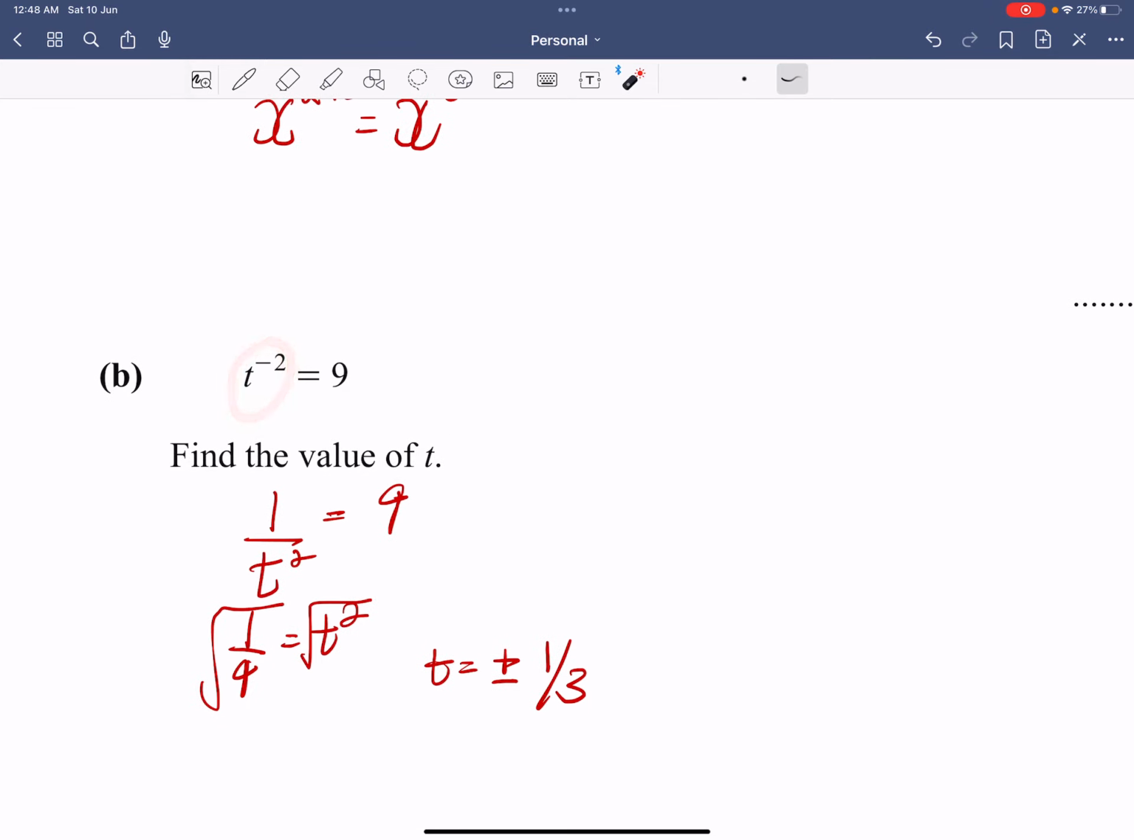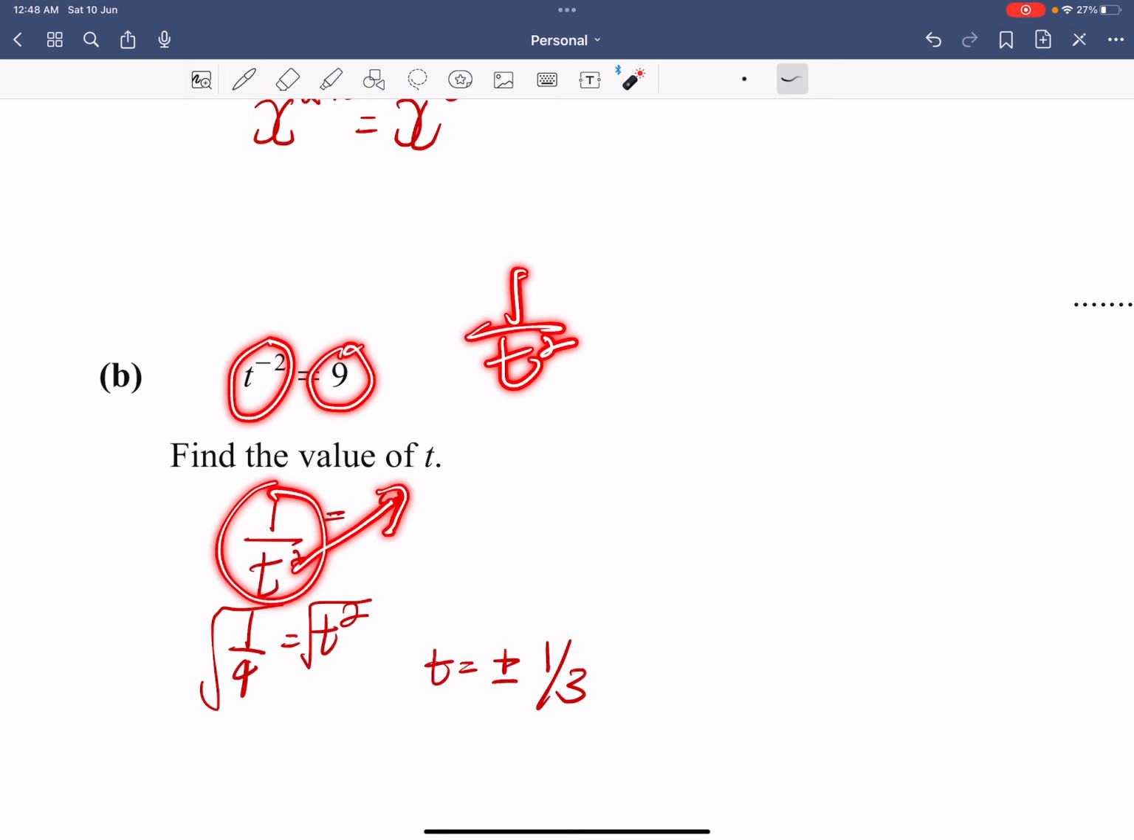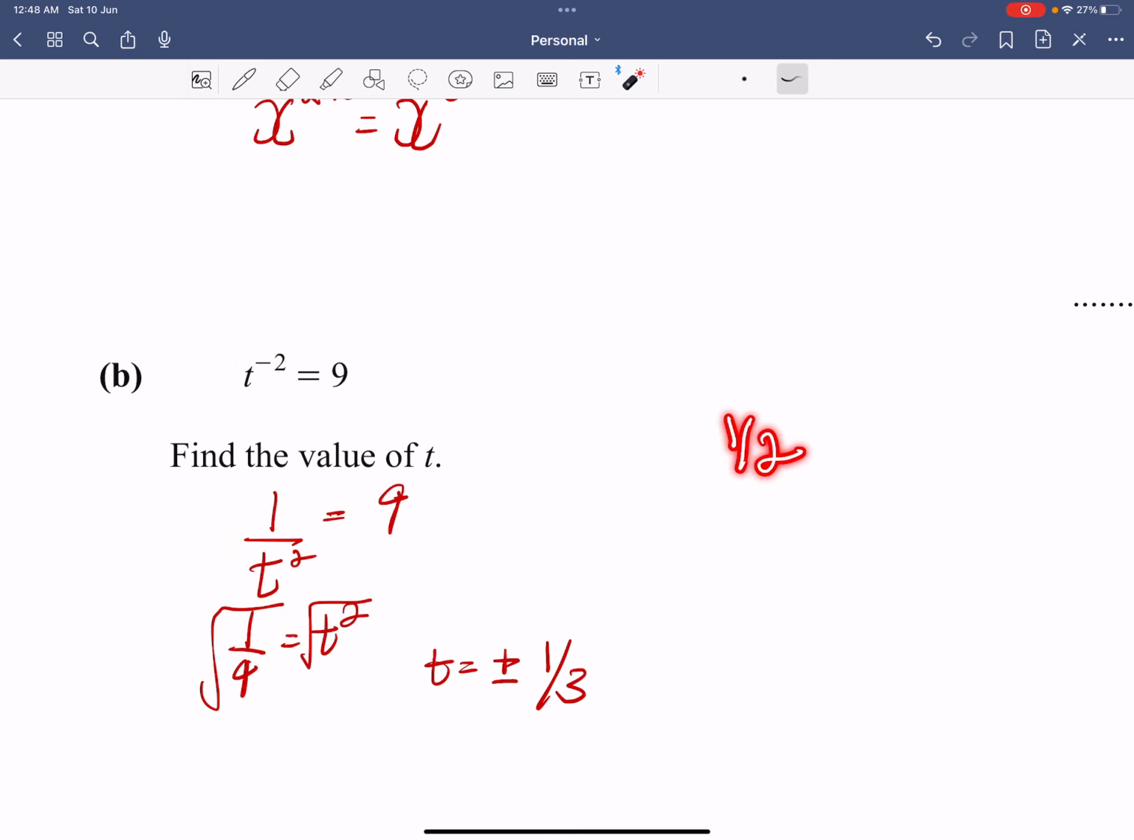Now look over here. t to the power minus 2 is equal to 9. So can I write this as 1 upon 2 square? Yes. And then can t square move over here? Yes. Can 1 upon 9 move over here? Yes. Now in order to move the square, I'll square root both sides, because square root has a power of half, so 2 times half will result in 1. So t is equal to 1 upon 9.